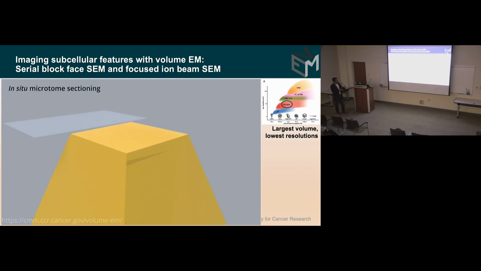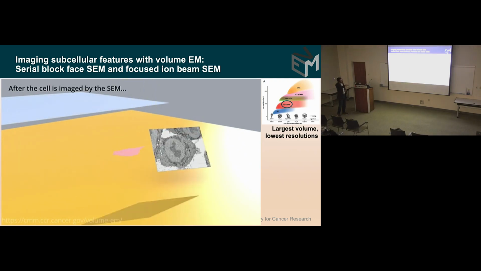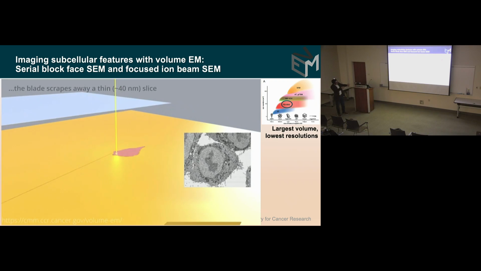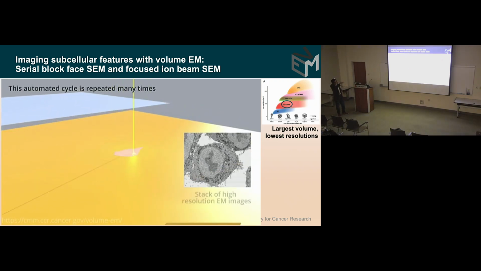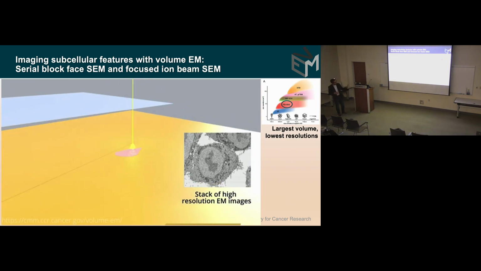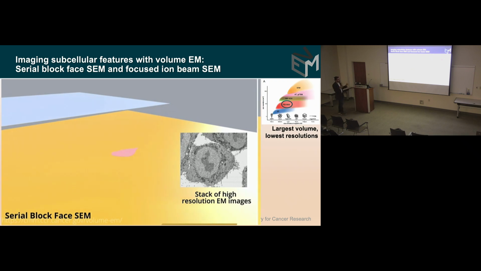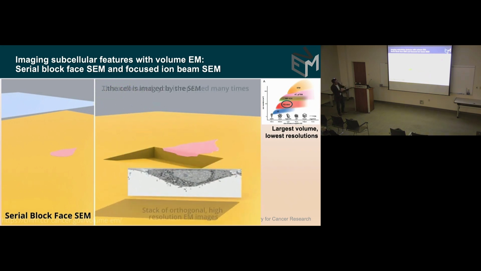So in serial block phase SEM, in the tool that you have here, your scanning electron beam creates an image. Then you have a blade that sections through the sample in situ, and then you take the next image and you slice, and then you image and you slice and image and so on, and you get a 2D stack of images.